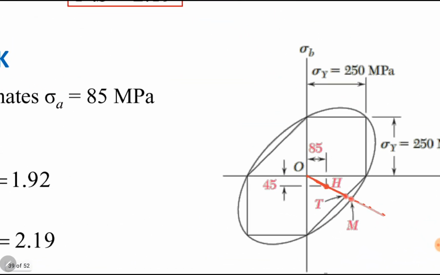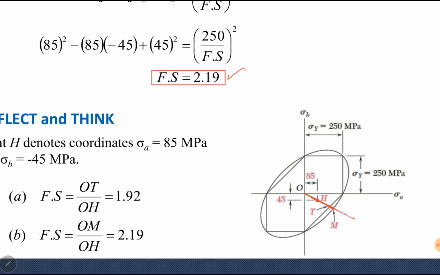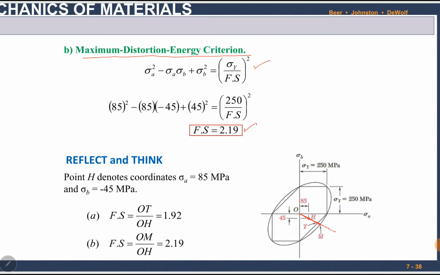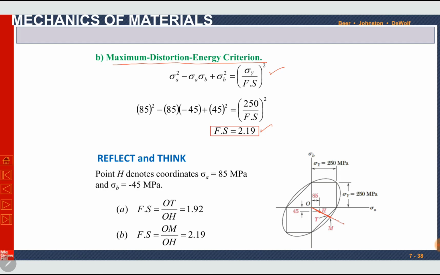Similarly, if you find the length of OM, this structure is safe until the point exceeds point M as per the von Mises criterion. So OM is our maximum limit. Currently the structure is at OH. So OM over OH must be 2.19 as calculated using the formula earlier. Graphically you can verify your answers as well. You may be asked to calculate it graphically as well.